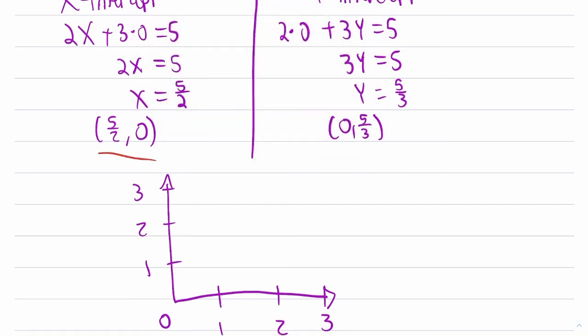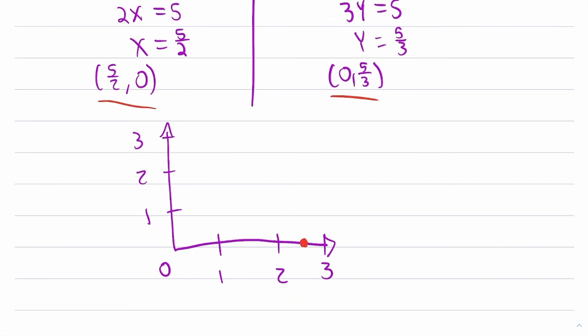Let's do the x-intercept first. 5/2, which is 2.5, and 0. There's the x-intercept. Now we'll do the y. 0 for x, 5 over 3 for y. Okay, so 5 over 3. 6 over 3 would be the number 2, but this is 5 over 3, so it's a little bit smaller, which means I'm not going to be up at 2. I'm going to be at 1 2/3. And now I will connect these with a line, and we're good.